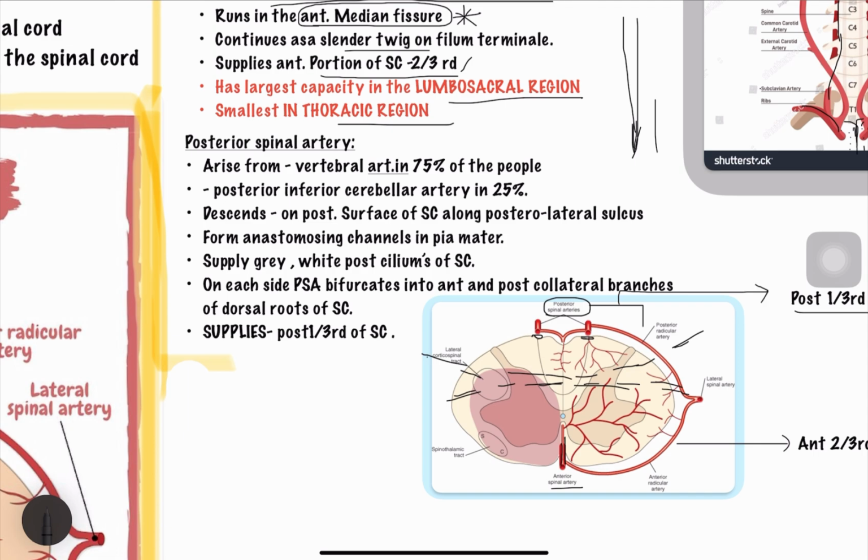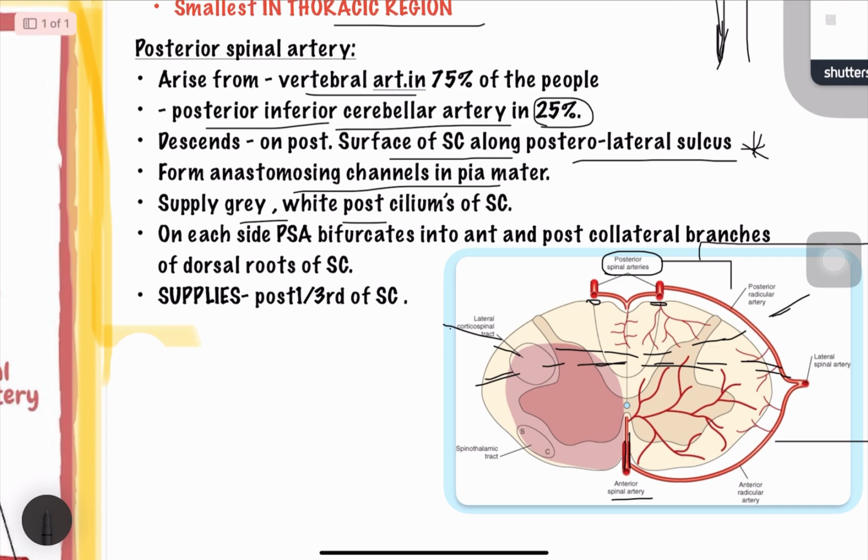These posterior spinal arteries arise from the vertebral artery in most people, but in 25% of the population, they could arise from the posterior inferior cerebellar artery. They descend on the posterior surface of the spinal cord and run along the posterolateral sulcus. The anterior spinal artery runs along the anterior median fissure, whereas the posterior spinal artery runs along the posterolateral sulcus. These form anastomosing channels in the pia mater of the spinal cord, and supply the gray matter and white matter in the posterior region. On either side, they bifurcate into anterior and posterior collateral branches.